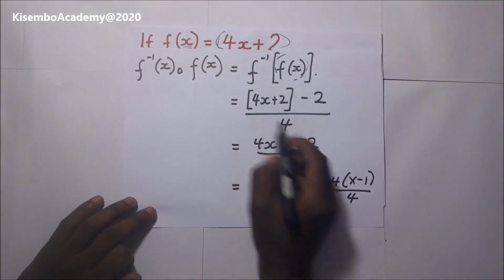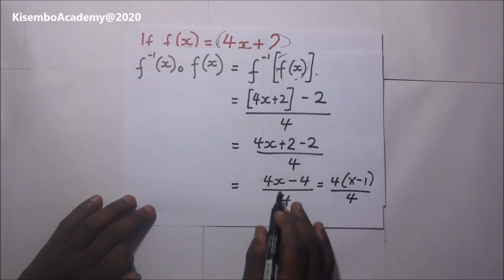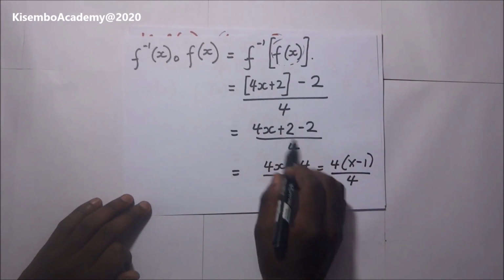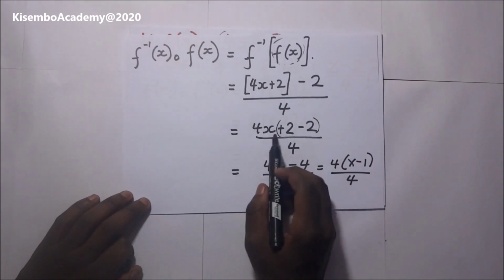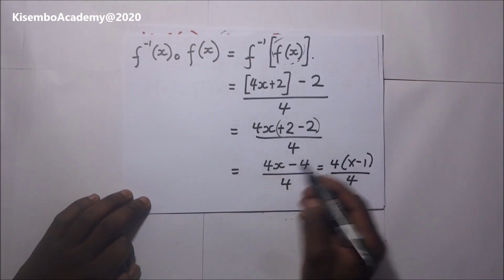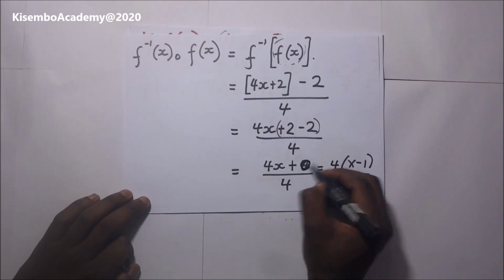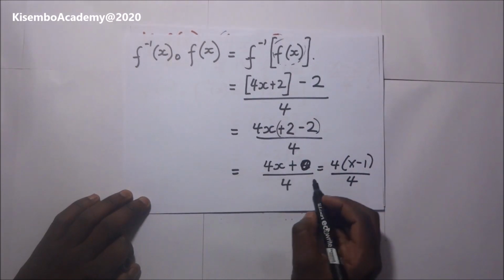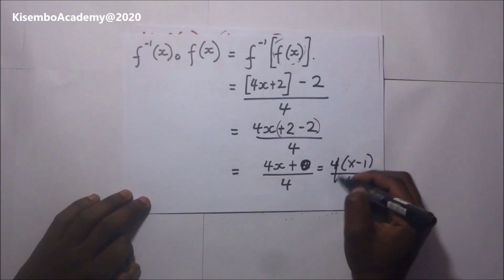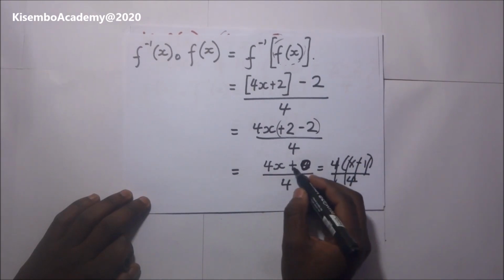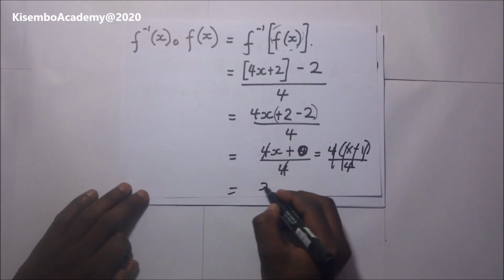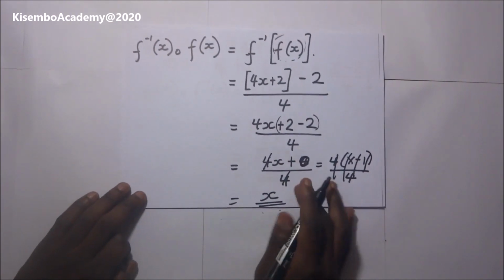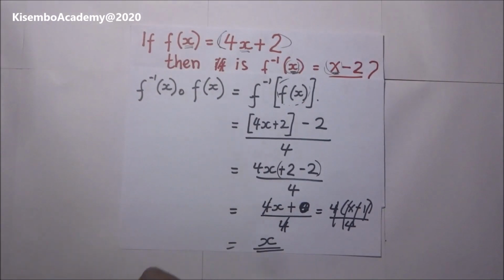So definitely this is going to be 4x plus 2 minus 2, and this plus 2 minus 2 is giving us 0. So it means this is going to become 4x plus 0, and this ends up being 4x over 4. So 4x over 4, the 4's will cancel out and you remain with the value of x. So from here you notice one thing.